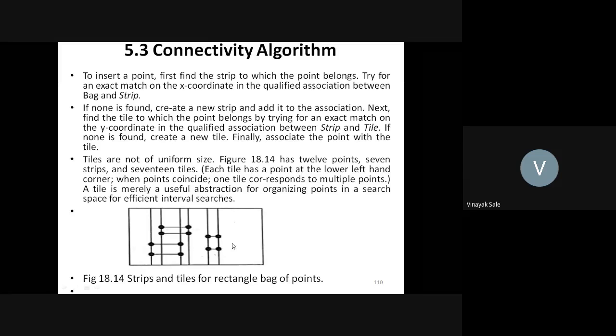So each tile has a point at the lower left hand corner. Each tile has a lower left corner. When points coincide, one tile corresponds to multiple points. A tile is merely a useful abstraction for organizing points in a search space for efficient interval searches.